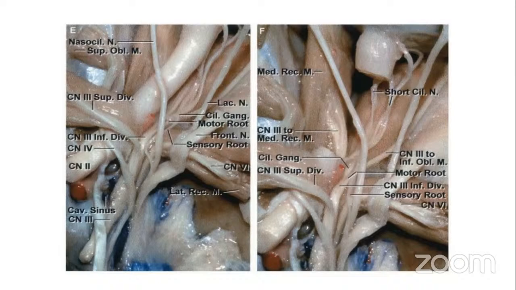Short ciliary nerve. So here is the short ciliary nerve which arises from the ciliary ganglion. So here you can see it, the ciliary ganglion giving rise to the short ciliary nerve, and the branch of the oculomotor nerve which passes below the optic nerve and enters the medial rectus muscle.